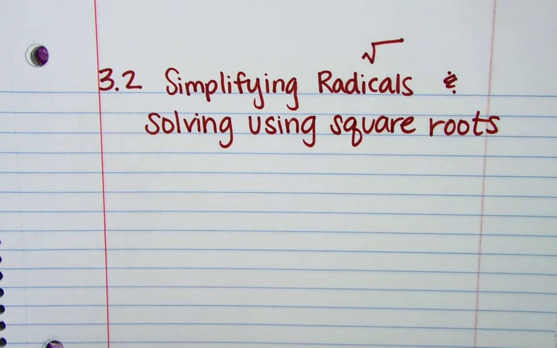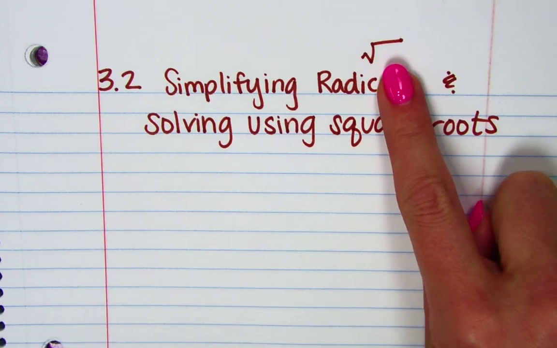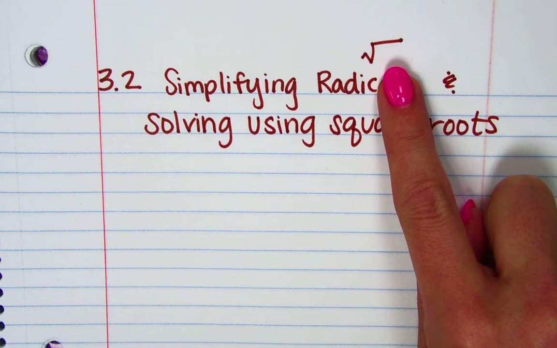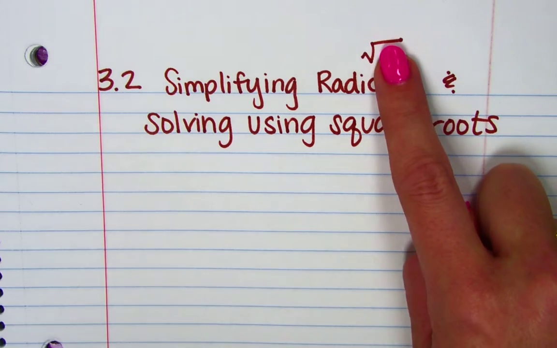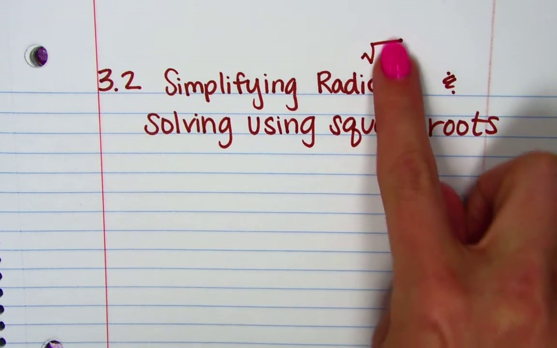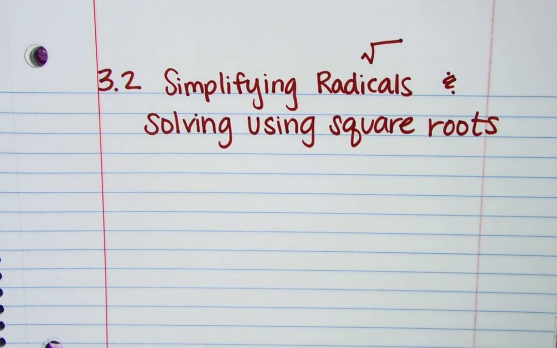If you don't know what this symbol is, it's a square root symbol, and another word for it is a radical. They mean the same thing. A radical is this symbol. Usually the number goes underneath, but there can also be a number out in front of it.